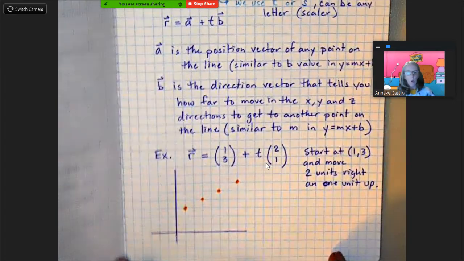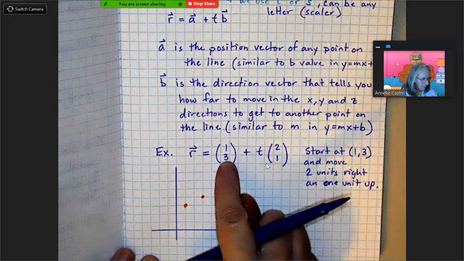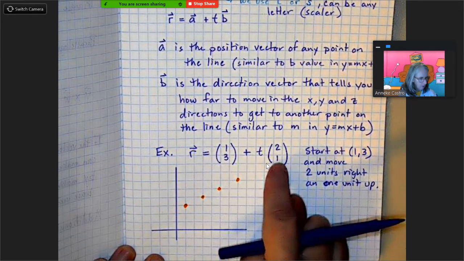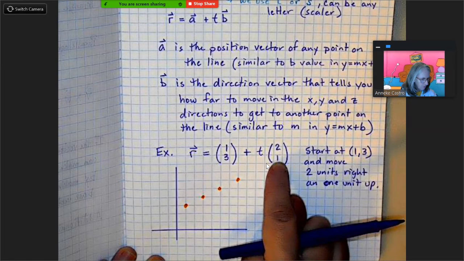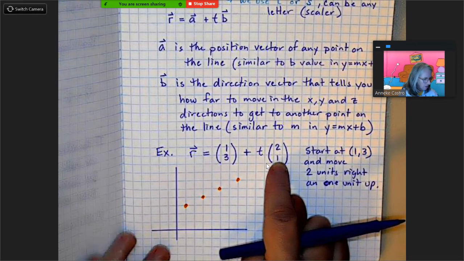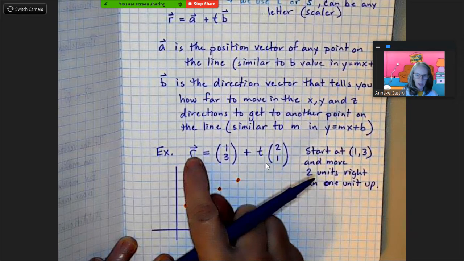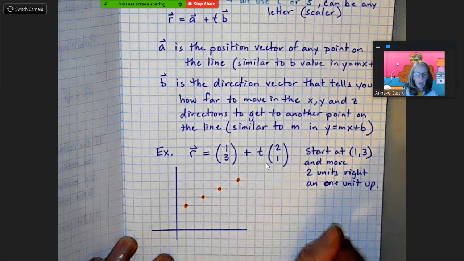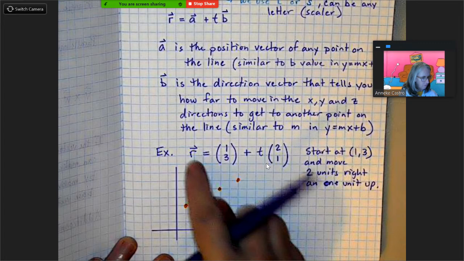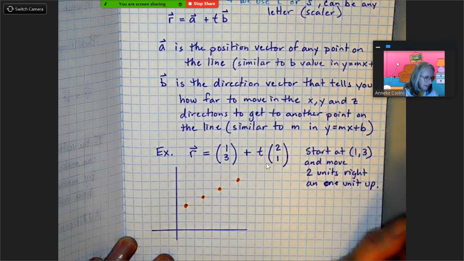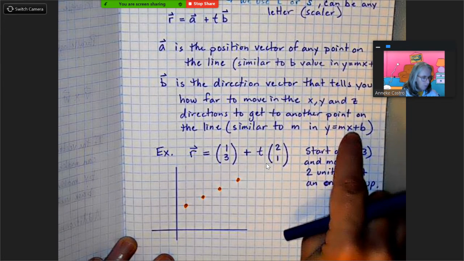All right, so this is like our b in y equals mx plus b, and this is like our slope, our m in y equals mx plus b. And we leave just the t and the r vector just the way they are. But what if we wanted to know, well, what is this? Well, it's kind of like the x and the y in our y equals mx plus b.